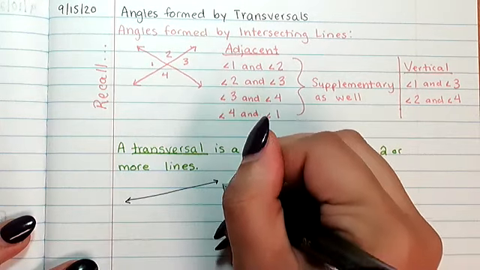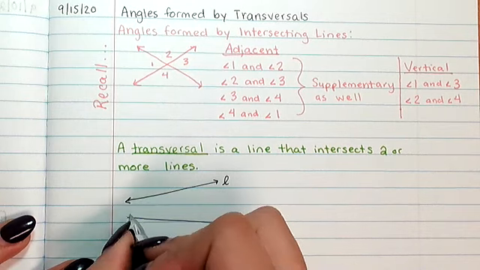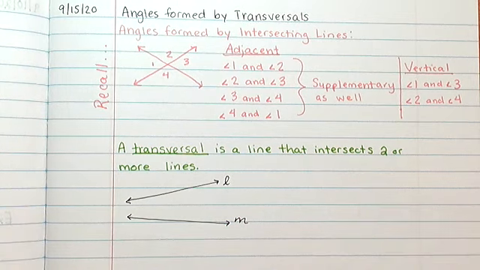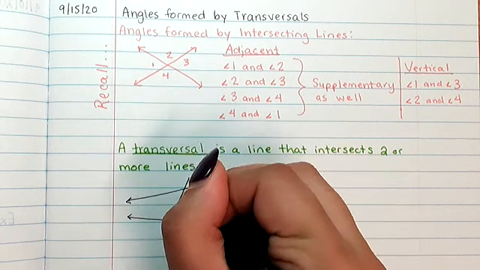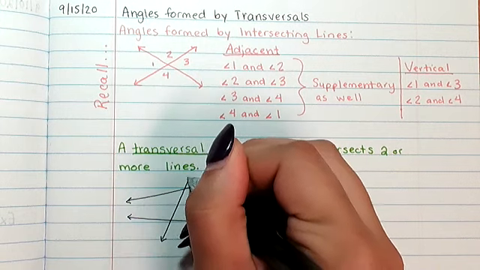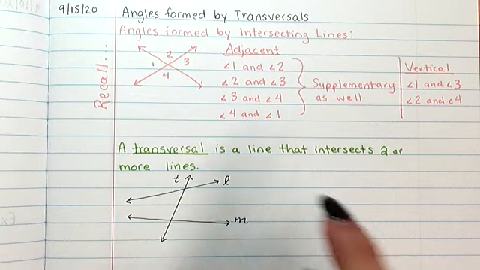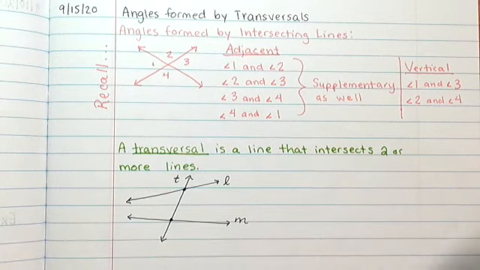Let's say we have this line L and this line M. It isn't very important how L and M look, but they shouldn't be touching each other, at least in this case. And then our transversal, which I will call T appropriately, is one that is intersecting at two different lines.